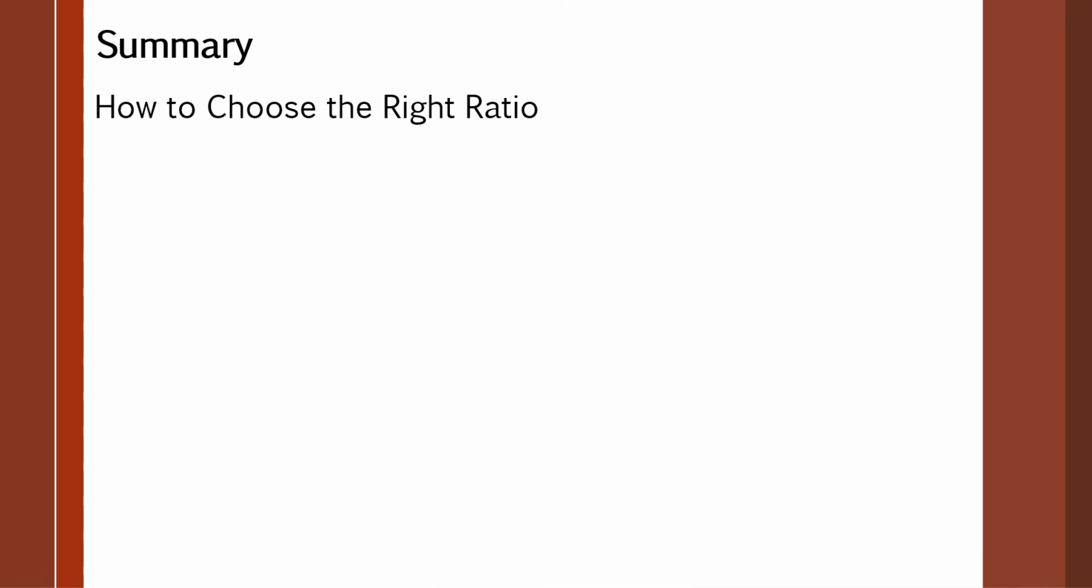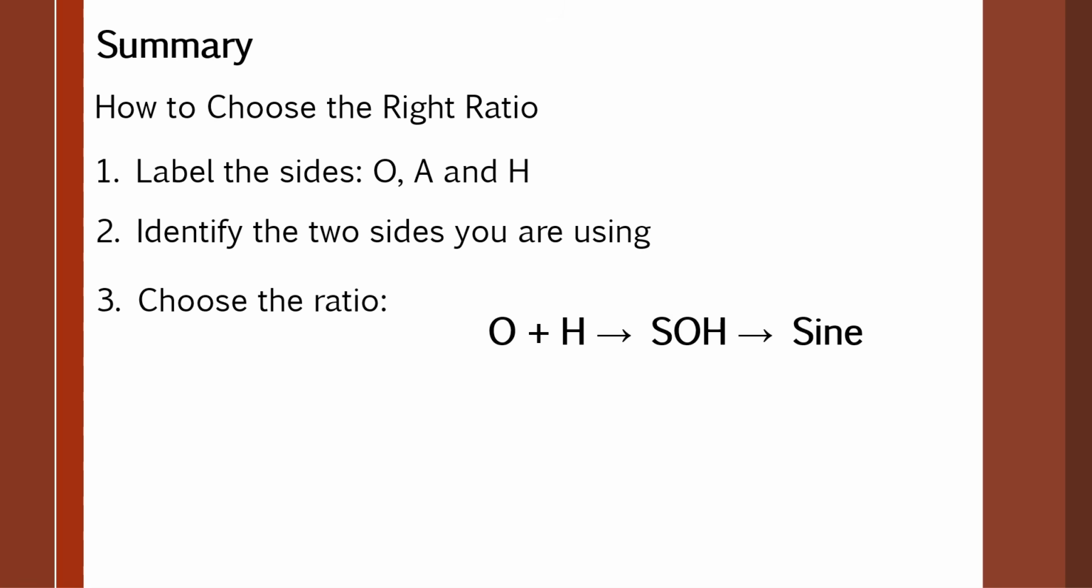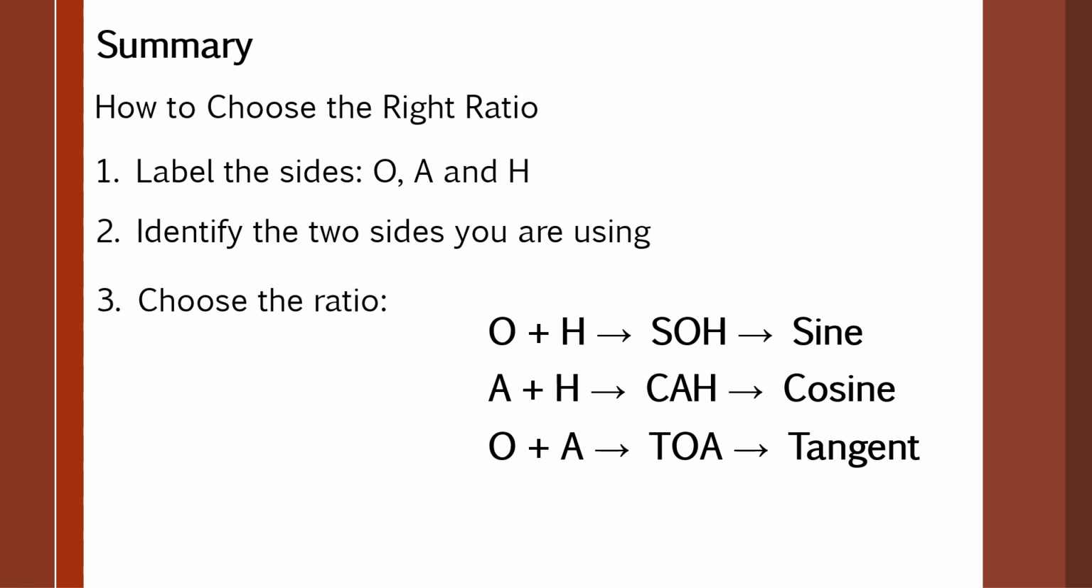Let's summarize. First, label the sides as O, A, and H. Next, identify the two sides you are using. Then choose the correct ratio. O and H means SOH, so use sine. A and H means CAH, so use cosine. O and A means TOA, so use tangent.